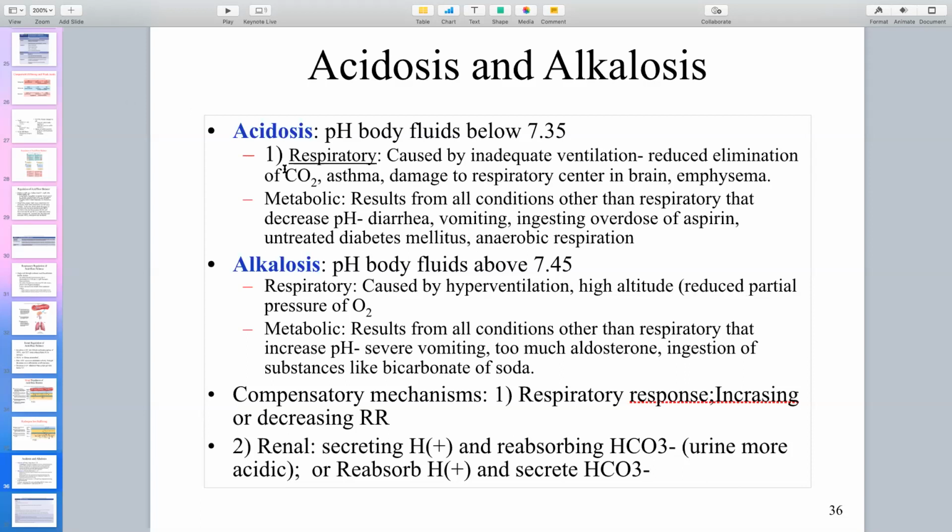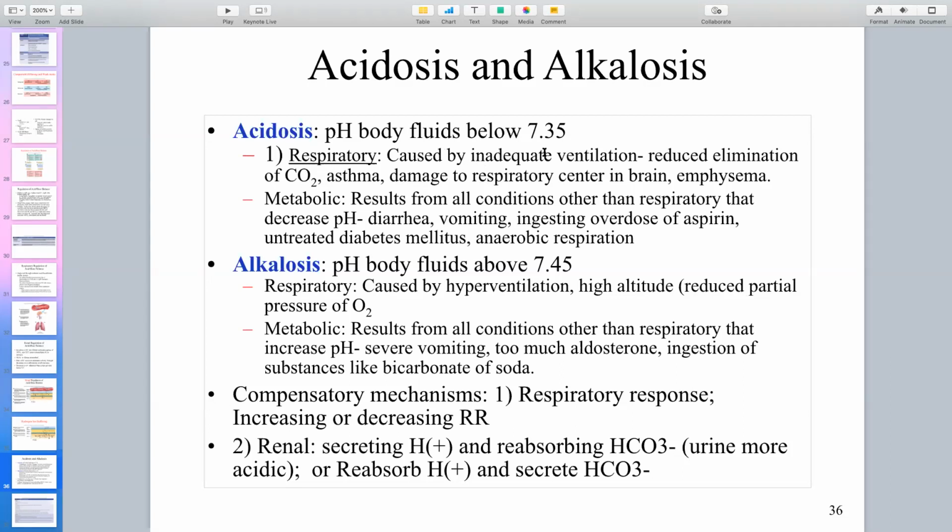So let's think about respiratory acidosis first. What happens when we have respiratory acidosis? Respiration is the cause of this. What will cause us to have respiratory acidosis? Well, let's take a look. In the respiratory response, we know that there's a direct relationship between carbon dioxide and hydrogen concentration. So with increased carbon dioxide, we can have increased hydrogen and increased acidity, and we have respiratory acidosis.